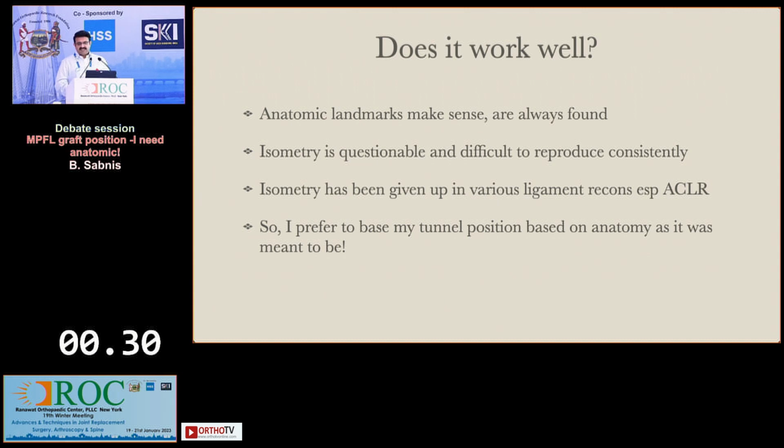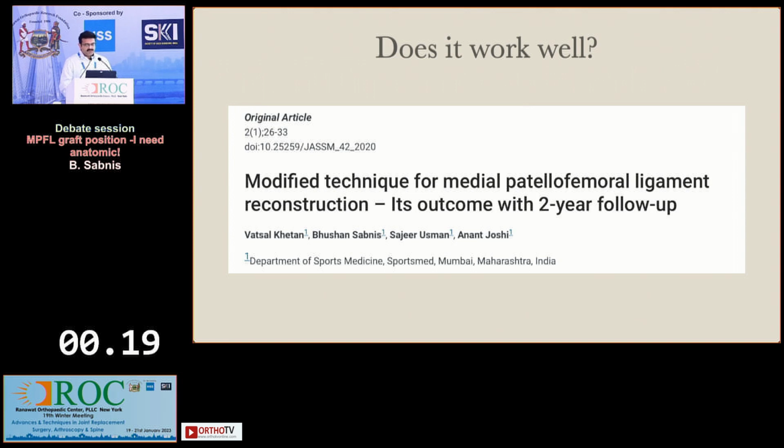For ligaments such as ACL reconstruction, isometric reconstruction has almost been given up. So I think I would prefer my tunnel position based on the anatomy as it should be and as it is meant to be. We have published reports of my own series with 2 years follow-up. I know it's too little, but with no failures at 2 years. I agree some of them will stretch out, but at least in the short term, anatomic reconstruction does seem to work well. Thank you.